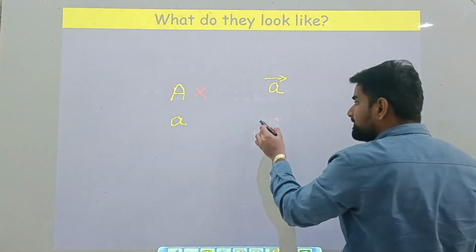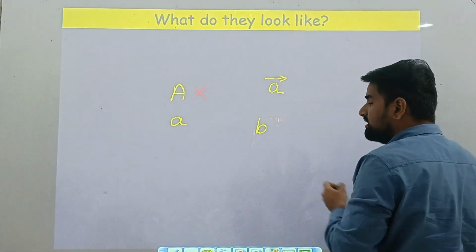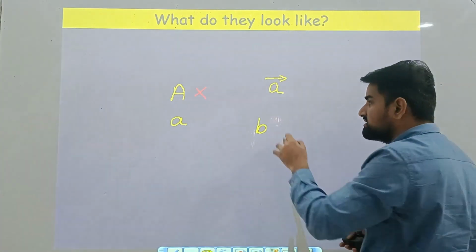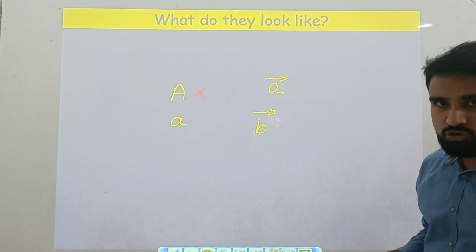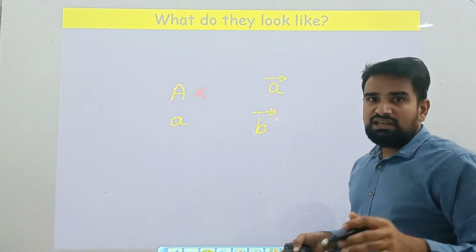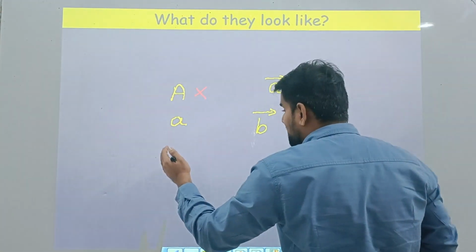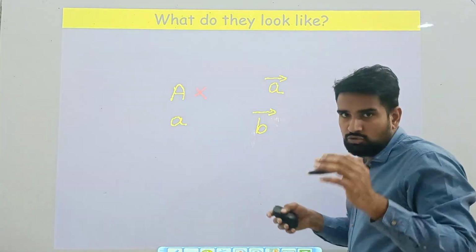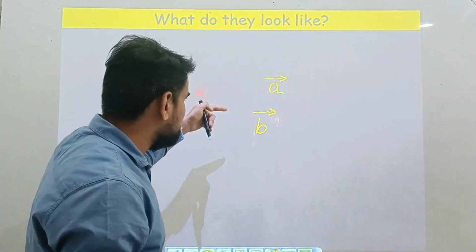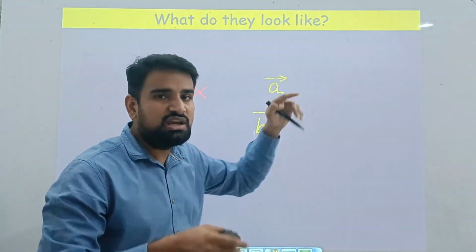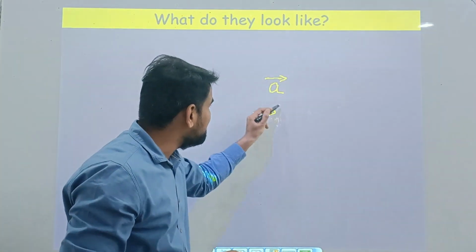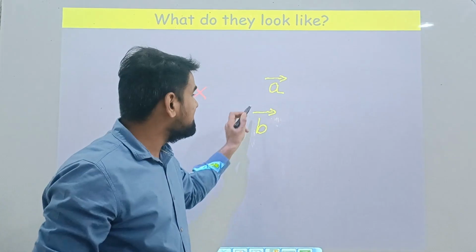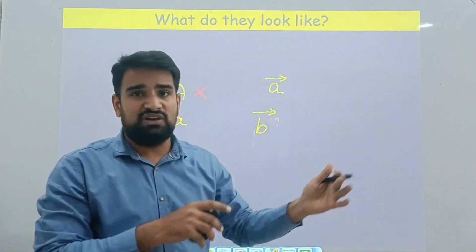If I represent a B here and I want to represent this B as a vector, you just need to put an arrow on it. This arrow does not mean that you are going from left to right. You need not get confused that this B has only this direction. It has nothing to do with the direction. It's just showing that it is a vector. Its direction is a different matter.